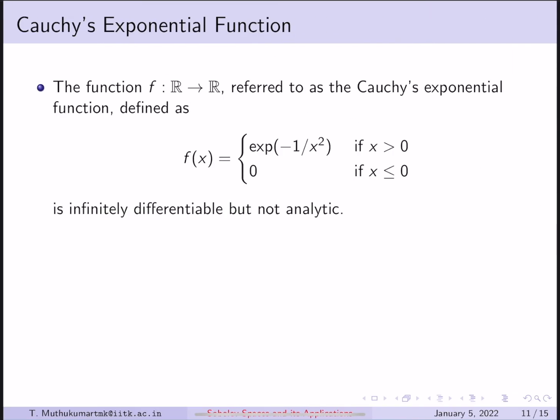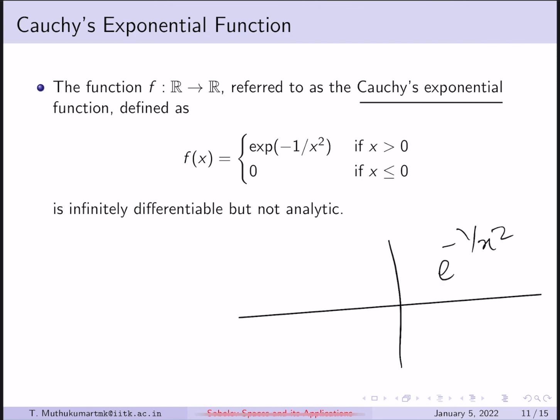This is the Cauchy's exponential function. There are actually many, this is not the only one, but this is what we will choose. You can always take e power minus something different, but the idea here is that you want to attach at the boundary of the compact set. For x positive, it is exponential of minus 1 over x square, and on the other side it's 0. This function, as we have seen in the previous example, near 0 will fall to 0 smoothly and will attach to 0 smoothly.